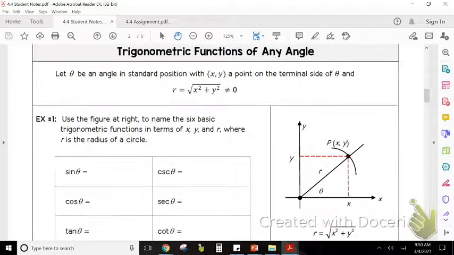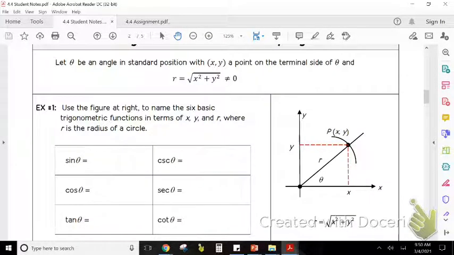Alright, so it says the trig functions of any angle: let theta be an angle in standard position with x, y as a point on the terminal side of theta. Then we can find the radius by taking the square root of x squared plus y squared. Guys, it just comes from the fact that x squared plus y squared equals r squared. That's why I said before we would use that quite a bit.